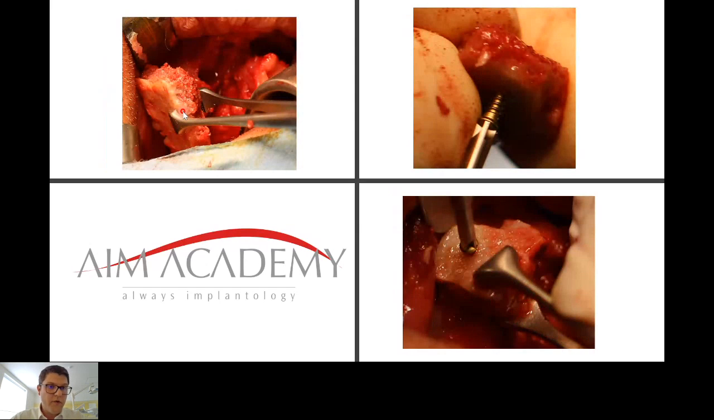Usually the cortical bone I put on the vestibular side, because it helps me keep the soft tissue apart from the bone that I want to grow in that region. Before I fix the graft here, I make a hole in the graft, I put a screw, and after I put the screw, I fix the graft on the maxillary.